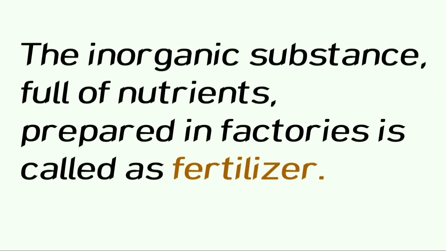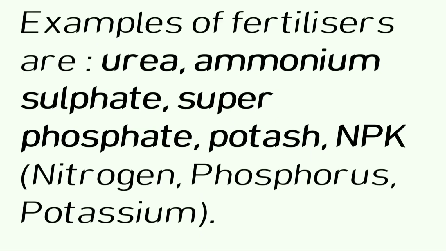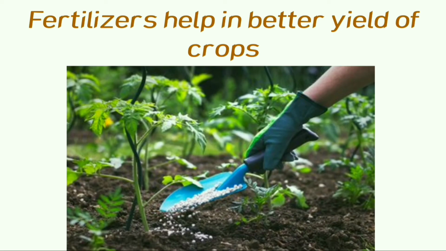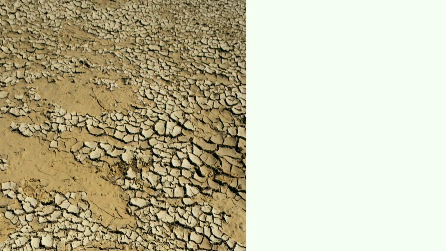The inorganic substance full of nutrients prepared in factories is called as fertilizer. For example, urea, ammonium sulfate, superphosphate, potash, NPK, etc. Even though the fertilizers help in better yield of crops, excessive use of the fertilizers makes the soil less fertile and also causes water pollution.